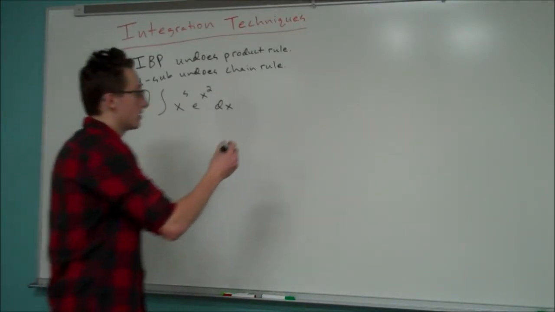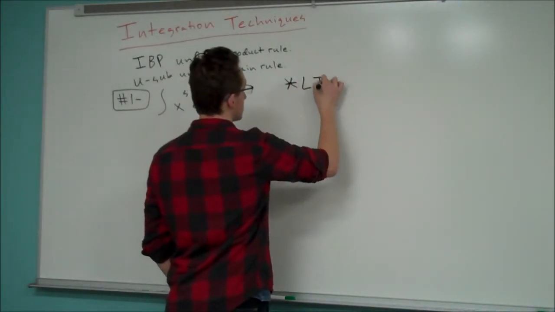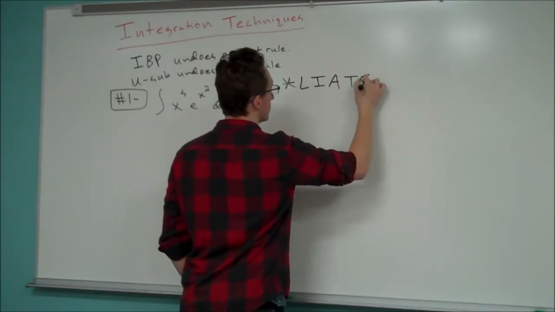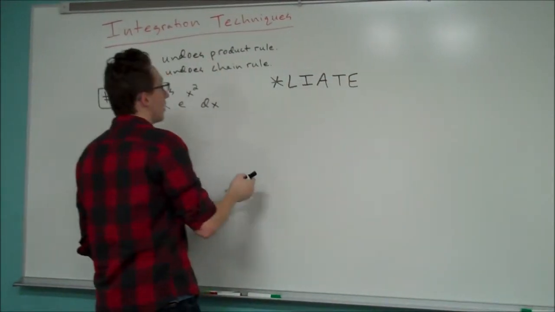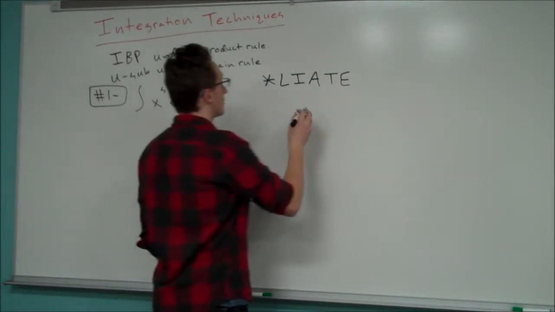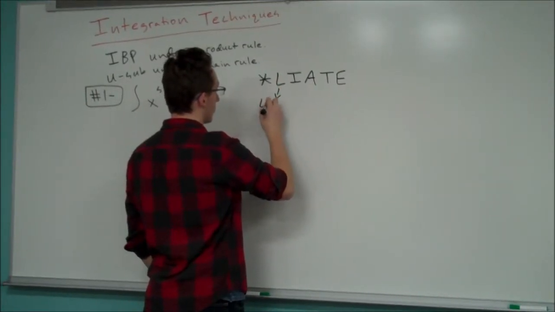One other side note for us is an acronym that will help us in most cases to choose which part of our integrand to choose for u. So depending on which type of function shows up first in your integrand is what you're going to try to choose for u. And this will work most of the time. Enough of the time for us to remember it and for it to be worthwhile.